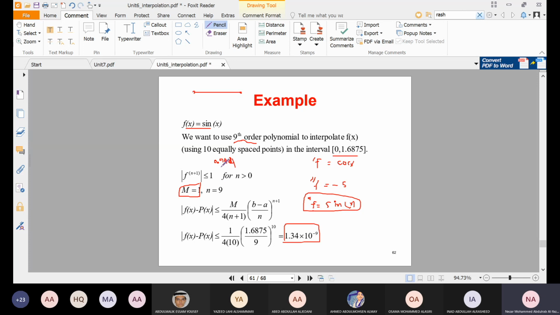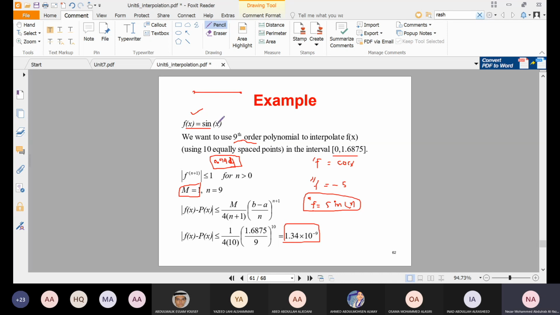Okay, so I get this one, and as we said, m should be greater than or equal to this number, so we just round this to 1. And after that, you just substitute, you find the value of the error. That's it. But here the function is given. If the function is not given, this is different criteria. So we need to use divided difference.